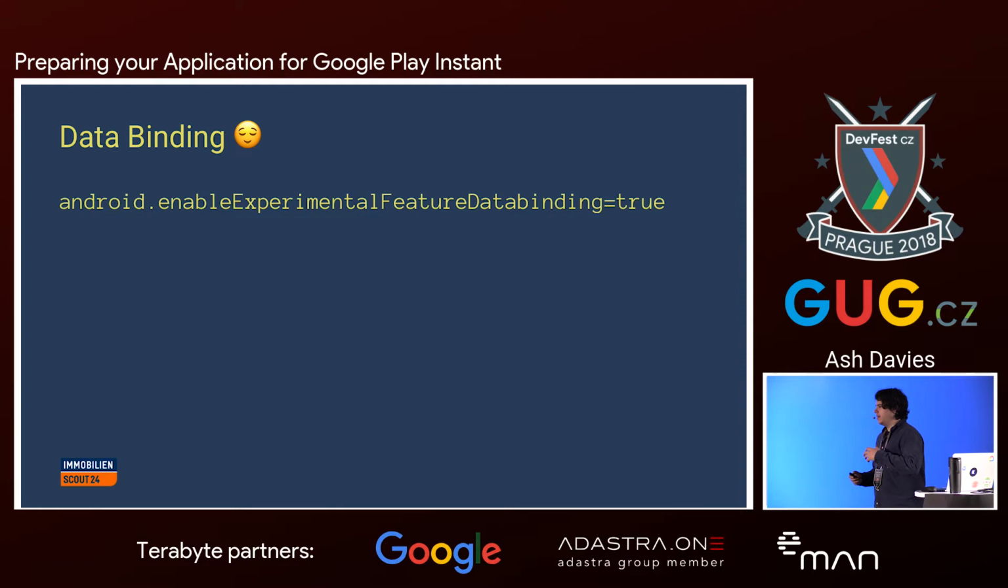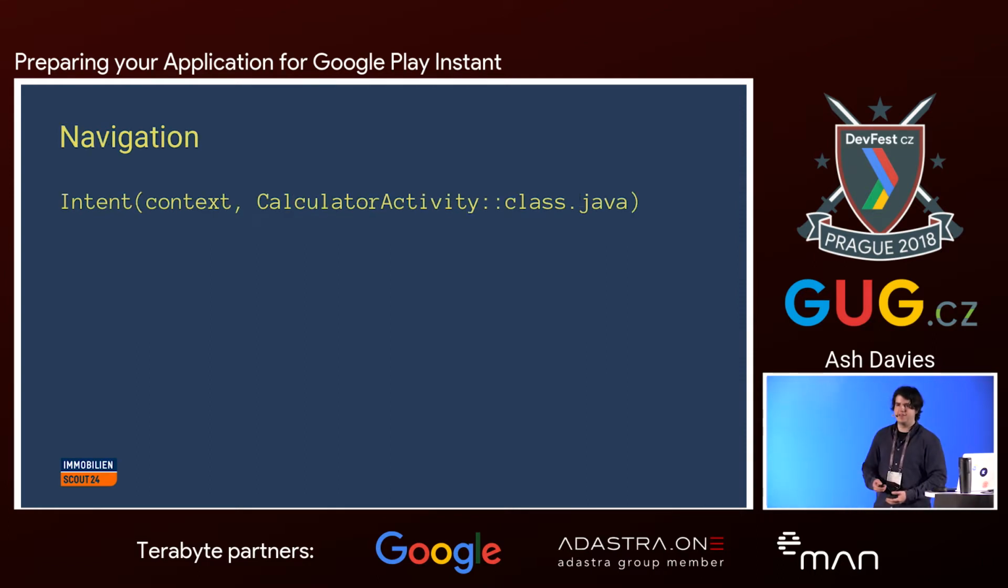You might be experienced as well with accessing your activities through intents, in which you reference your activity directly like this. You use the class of the activity, and you create an intent. But you can't do this. Not available for instant apps, because you can't reference your activity directly. Instead, you have to use app links.